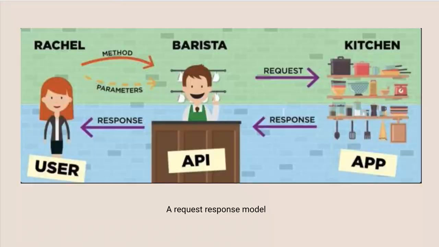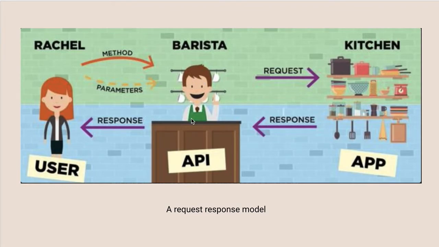Neat. To the Flask app, let me just take a step back and talk about the request-response model that Flask and any web framework would follow. On the left side we have a user named Rachel, the API is the barista, and the app is the kitchen. Rachel goes up to the barista and just asks for a coffee. That is the method that we see here, and she can tell what kind of sugar she wants. Maybe she wants to add caramel to her coffee, maybe some chocolate chips.